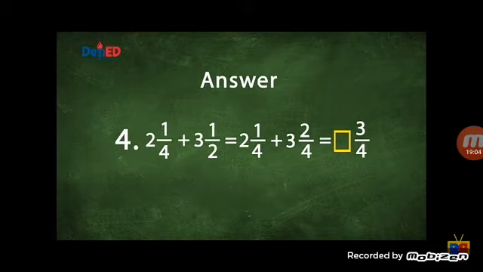Step 3. Since we are adding mixed numbers, add the whole numbers first. 2 plus 3 equals 5. Then, add the numerators. 1 plus 2 equals 3. And copy the common denominator, 4. We have 5 and 3/4. Is it already in lowest terms? Yes. Therefore, our missing number is 5 and our final answer is 5 and 3/4.